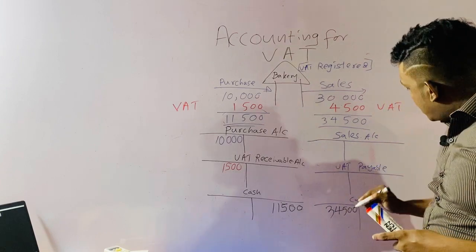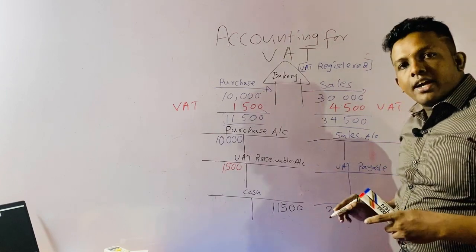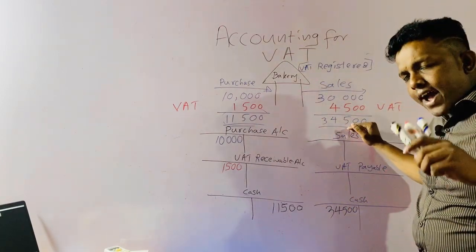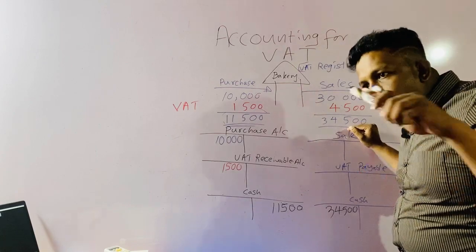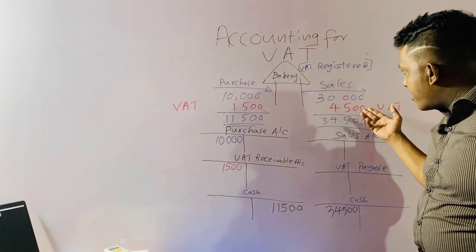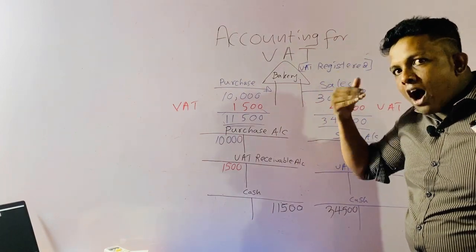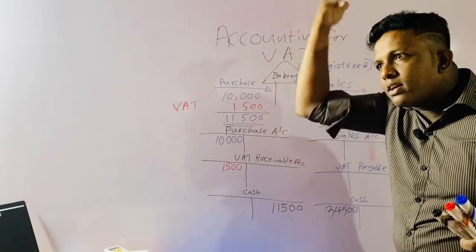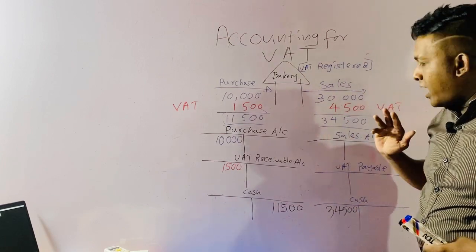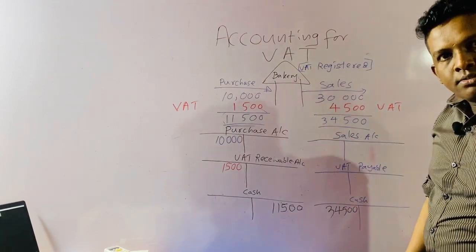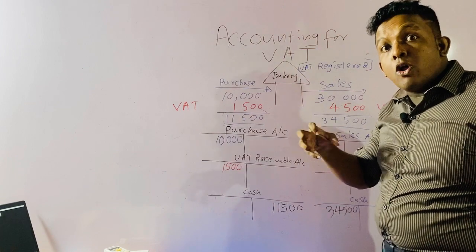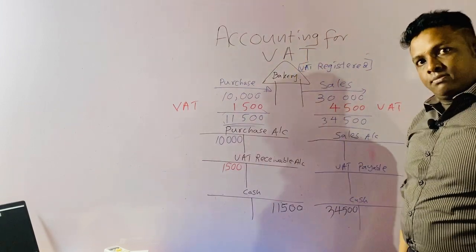That's we debiting to the cash account simply, right? But this invoice value, the entire invoice value, is not our revenue, because we collected 4,500 from the customer on behalf of the government, and we need to remit it to the government in the next month, right? We can't keep that 4,500 in our drawer, because it doesn't belong to us, it belongs to the government.